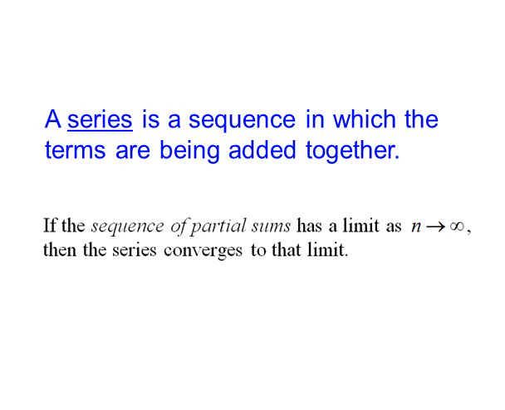A series is a sequence in which the terms are being added together instead of just listed. If the sequence formed by its partial sums has a limit as n approaches infinity, then the series converges to that limit. When we speak of convergence of a series, we're saying that the sum exists and has a finite value.